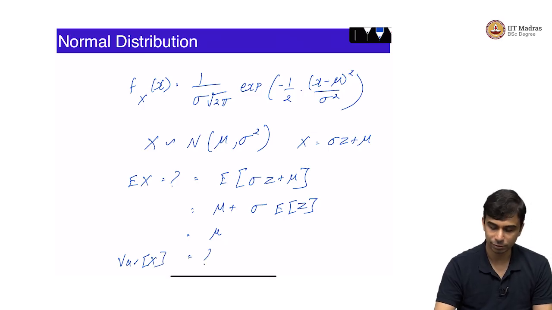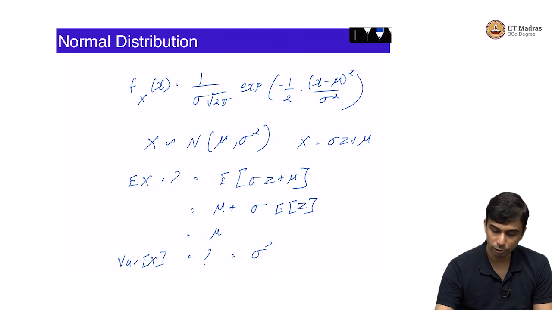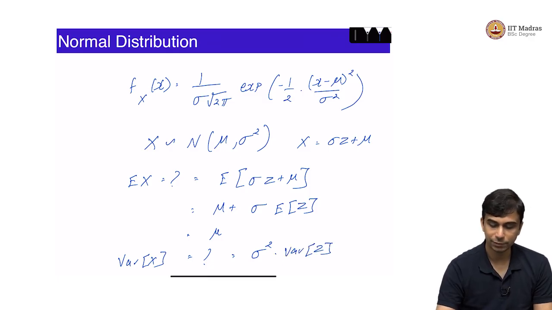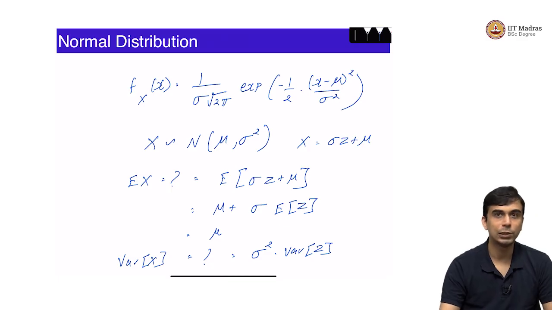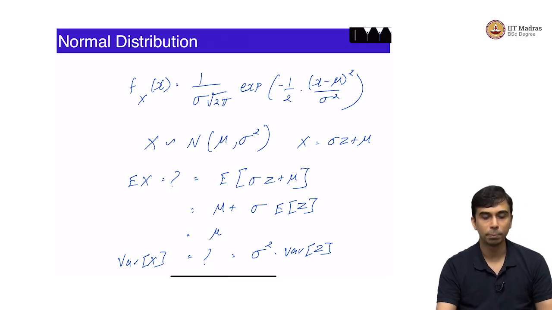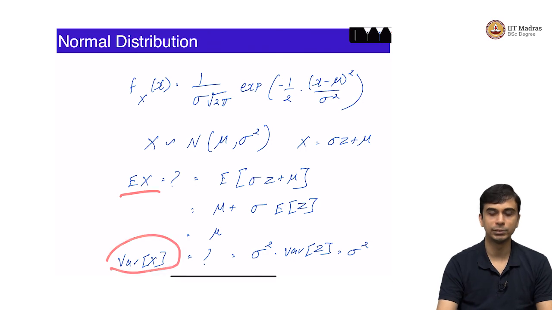Okay. What about the variance? What about the variance of x? Well, you can use the same sigma z plus mu trick here to get this is equal to sigma squared into variance of z. What is variance of z? For variance of z you have to do an integration, which is you have to integrate x squared into e to the power minus x squared by 2 within the range of minus infinity to infinity. But what you will get is variance of z is actually equal to 1, that is a single integration. I am not going to do that, but that is equal to 1. So, this is equal to sigma squared. So, variance of x is equal to sigma squared and expected value of x is equal to mu.